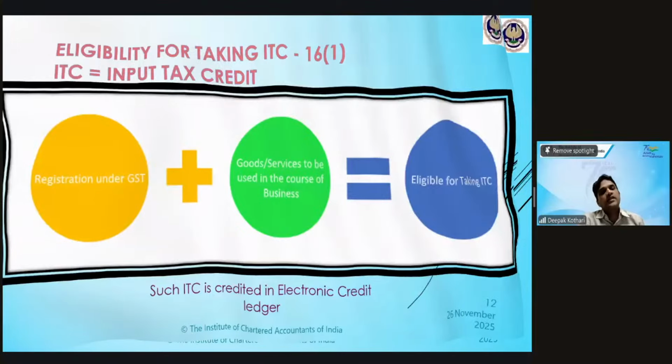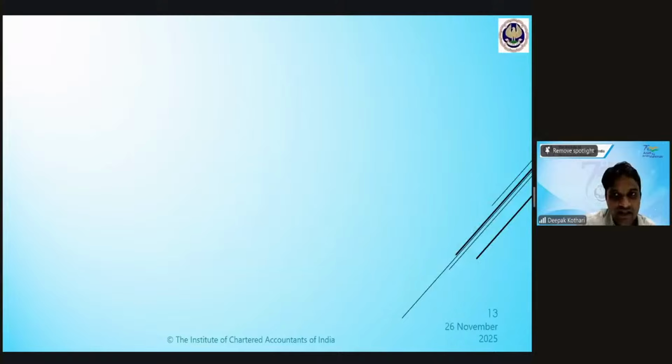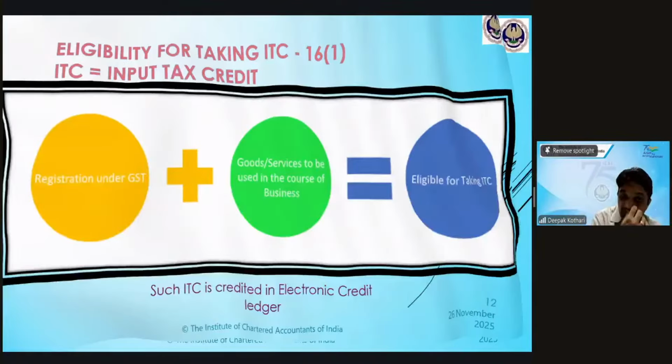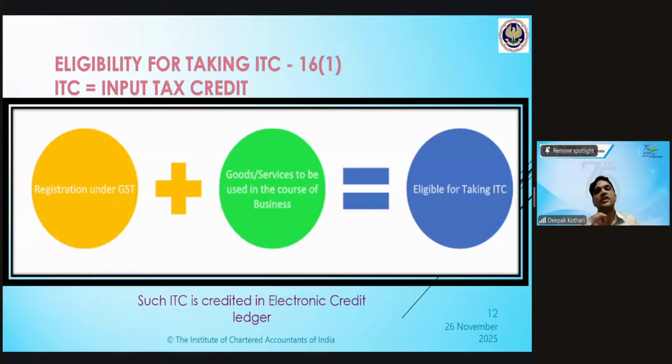Main input tax credit is Section 16, which says that to claim credit, you have to be a registered person. If you are an unregistered person, you cannot claim the credit. So the first criterion to claim the credit is that you should be a registered person. If you are registered, you can claim the credit. If you are not registered, you cannot claim the credit. So first be registered. That's the reason registration is very important: you register under GST, then you can claim the credit.